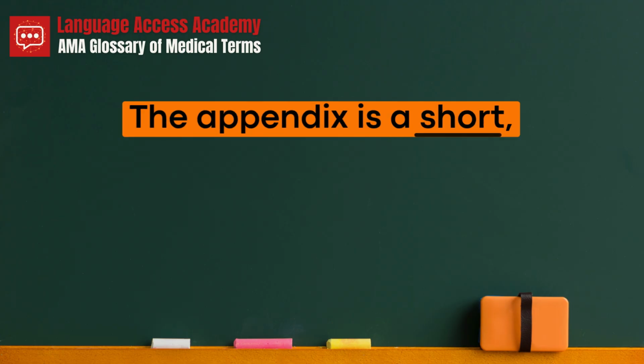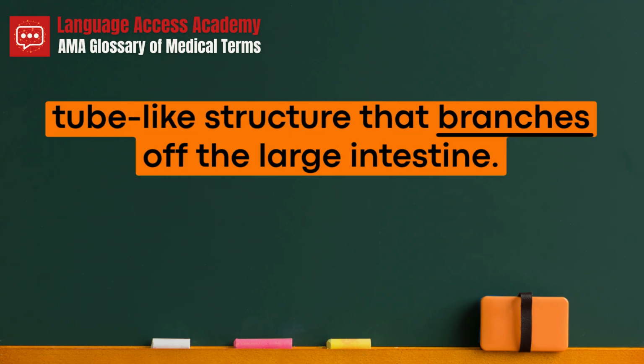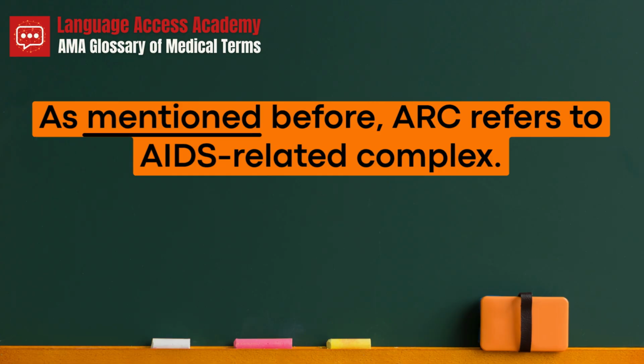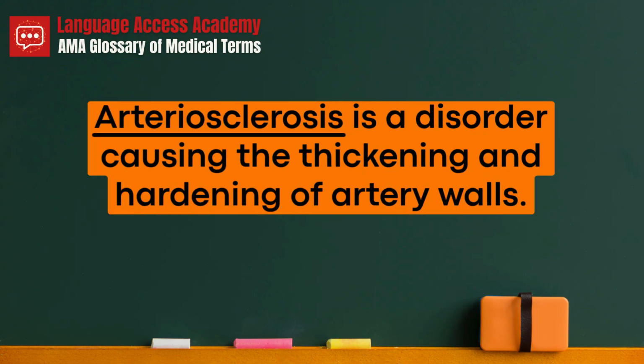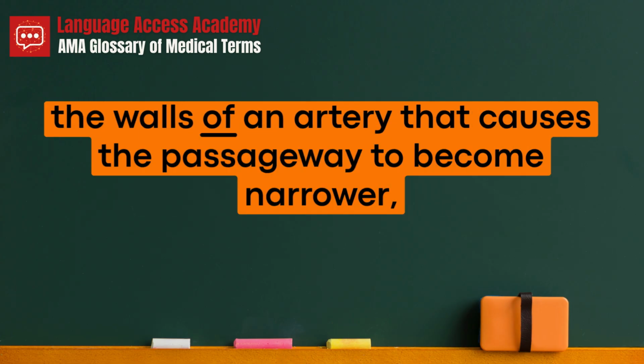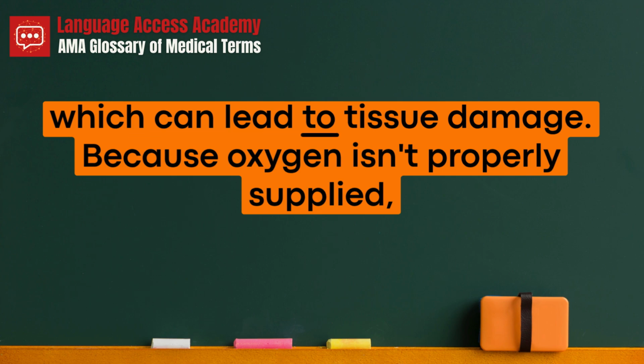The appendix is a short, tube-like structure that branches off the large intestine. It does not have any known function. As mentioned before, ARC refers to AIDS-related complex. Arteriosclerosis is a disorder causing the thickening and hardening of artery walls. Arteritis is the inflammation of the walls of an artery that causes the passageway to become narrower, which can lead to tissue damage because oxygen isn't properly supplied.